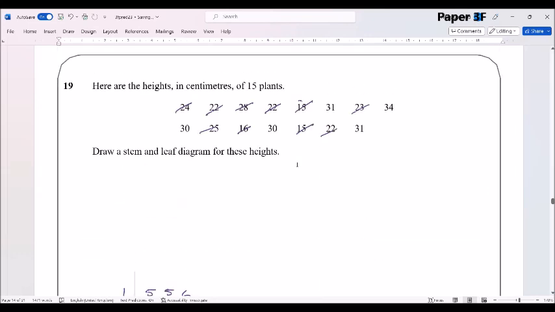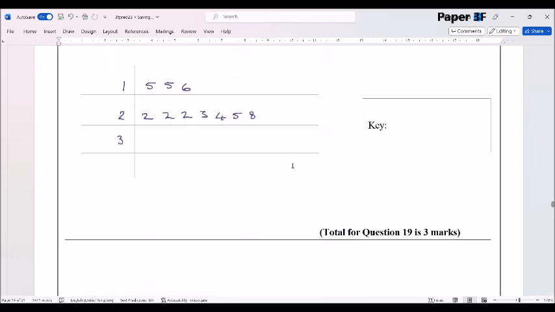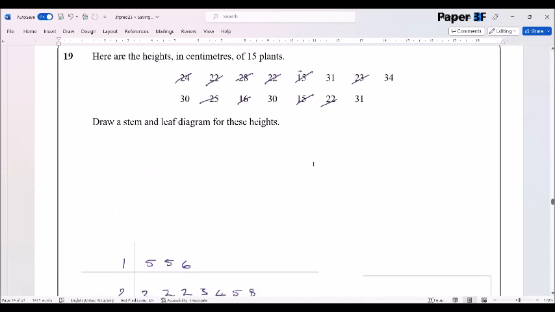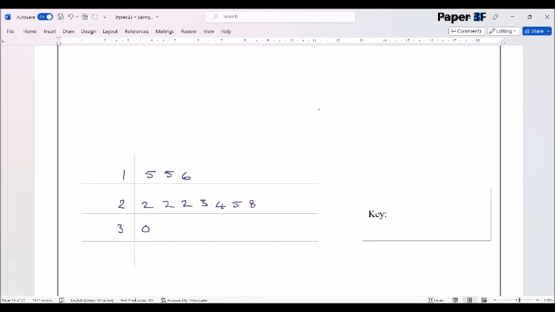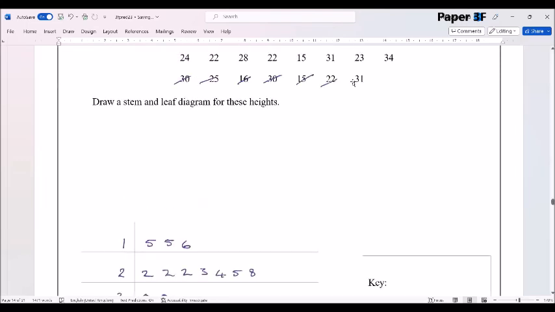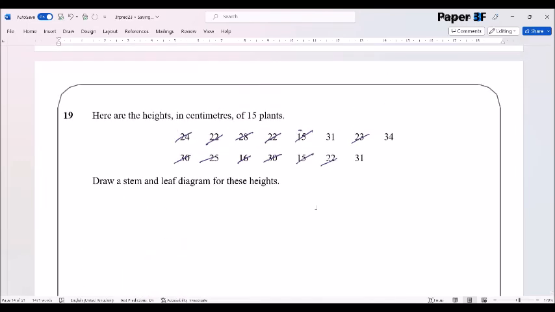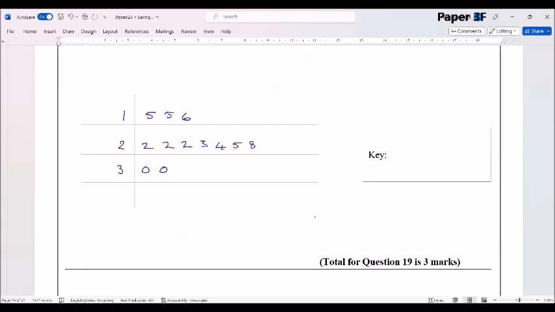And then let's look in the 30s. We've got a 30, which is a 3 and a 0. And we've got two 30s, so a second 30 there. And let's have a look at what we've got now. We've got two 31s. And we've got a 34. So two 31s and a 34.